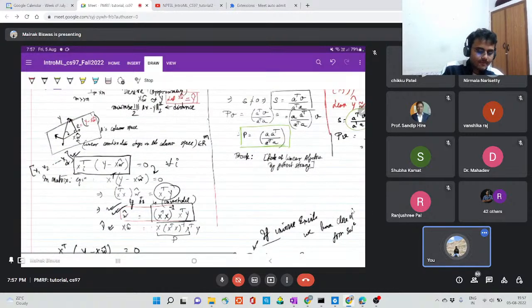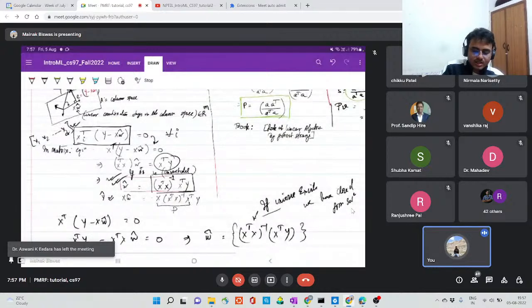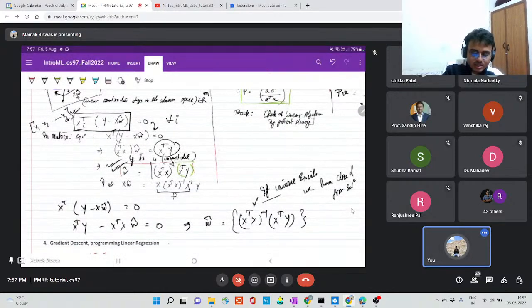So x is of the dimension m cross n here. So m examples and n features. So x transpose x will have the dimension of n cross n. What is the dimension of x transpose y? So x transpose y that you have here is n times m into m times 1. I'm sorry for that. So this is n cross 1, and this is n cross n.